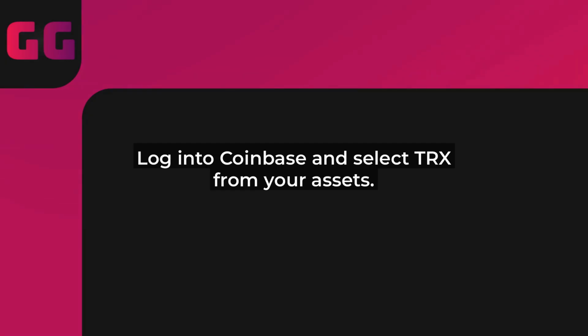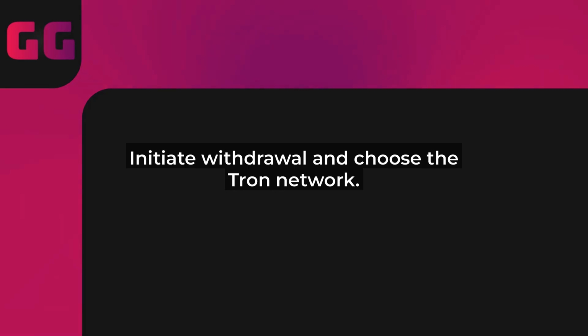Let's break it down step by step. Start by logging into your Coinbase account. Head over to your dashboard, find the Assets or Wallets section, and select TRX from your list of holdings. Once you're there, click on the Withdraw button. Coinbase might prompt you to choose a network. In 2025, TRX typically uses the Tron network, so select that to ensure compatibility.